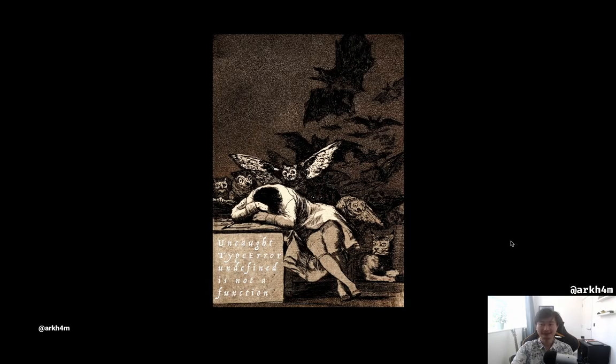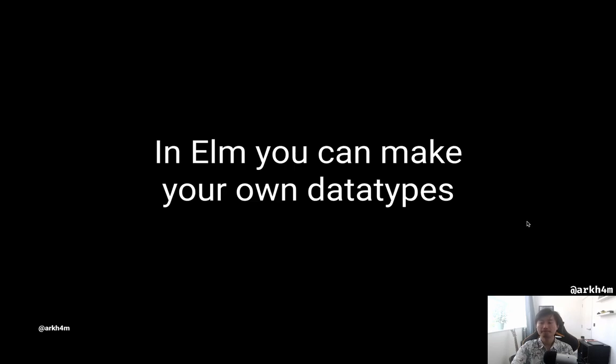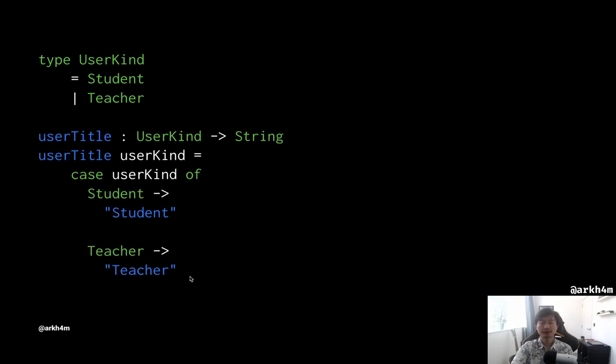More beasts coming out from the darkness, right? So instead, in Elm, the alternative is to make your own data types, just like the Maybe data type that we saw before. And in this case, there will be no variable. I just know it's a teacher or a student. And the code looks very similar to the JavaScript version.